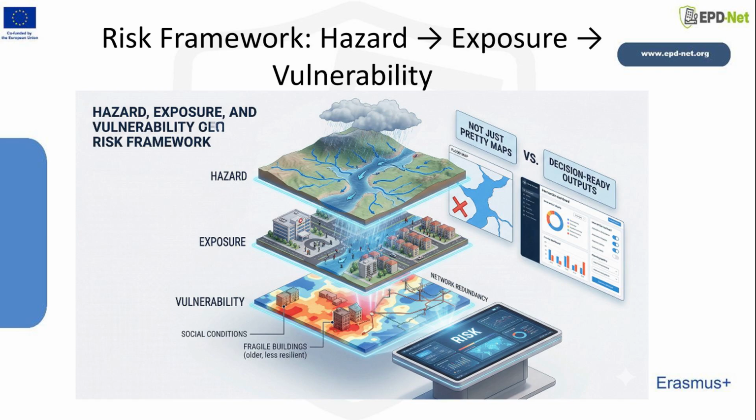The key insight is that risk is not solved by hazard mapping alone. Two districts can have similar hazard levels but radically different outcomes because exposure density and vulnerability differ. So the workflow is: map hazard plausibly, characterize exposure explicitly, and treat vulnerability and equity as first-class inputs. That is how you produce decision-ready outputs instead of pretty maps.